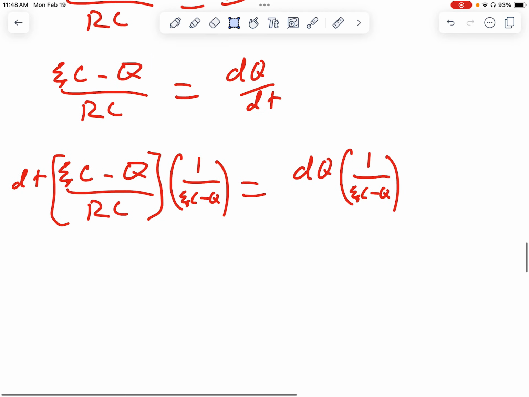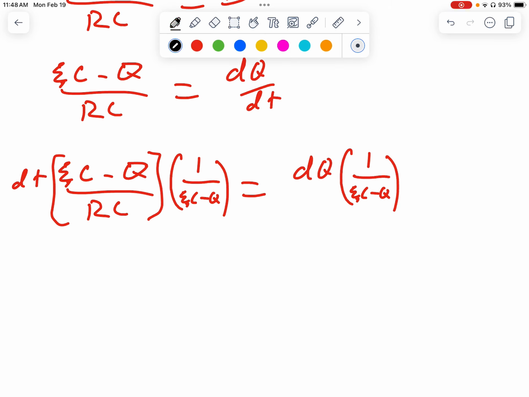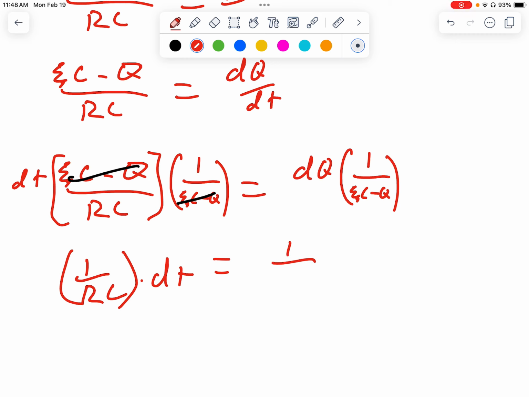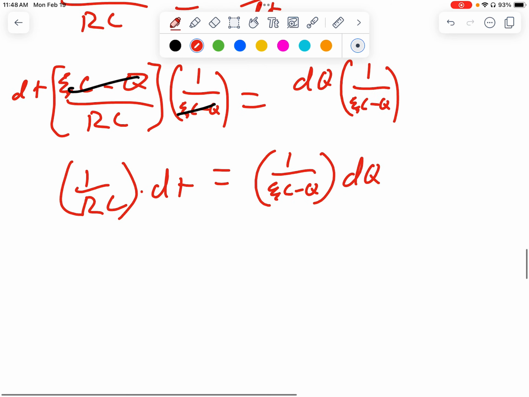Okay, and that's pretty messy right now, so we're going to clean that up a bit and do a little bit of rearranging so we can get rid of that. That's kind of what's important. Okay, and so I'm left with 1 over RC on this side times dt is equal to 1 over epsilon C minus Q dq on the other side. Okay, so now I've got this differential set up here.